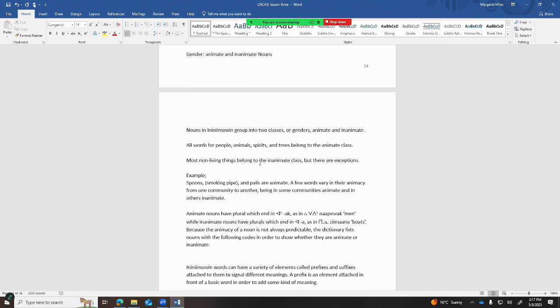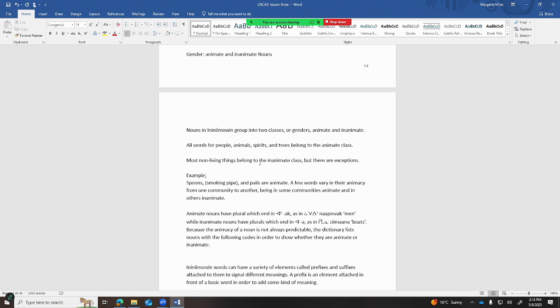Because the animacy of a noun is not always predictable, the dictionary lists nouns with the following codes in order to show whether they are animate or inanimate. So with NA and NI. That's NA and NI.